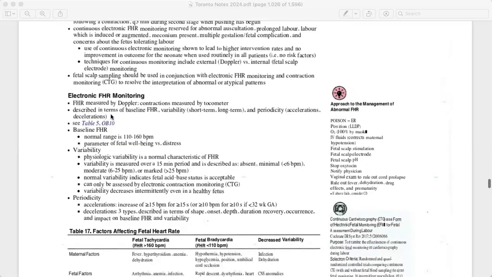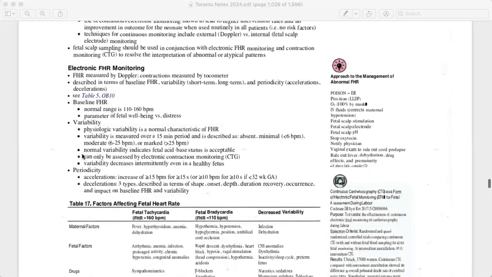Coming to fetal heart rate monitoring, the fetal heart rate is measured by the Doppler, and contractions are measured by the tocodynamometer, described in terms of baseline fetal heart rate, variability and periodicity. Baseline fetal heart rate normal range is 110 to 160, a parameter of fetal well-being versus distress. Variability, physiological variability, is a normal characteristic of fetal heart rate. It is measured over a 15-minute period and is considered absent, minimal, or so on. As we already discussed, the variability should be 6 to 25. More than 25 is marked and less than 6 is minimal. Normal variability indicates that the fetal acid-base balance is totally acceptable, and it can be assessed electronically by CTG.